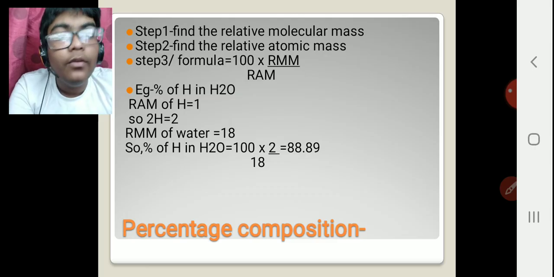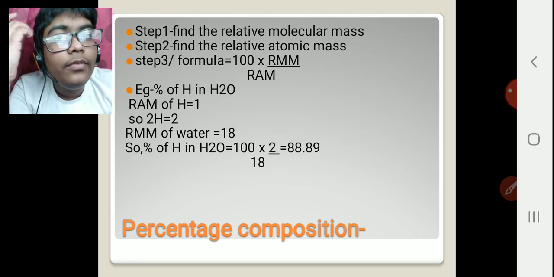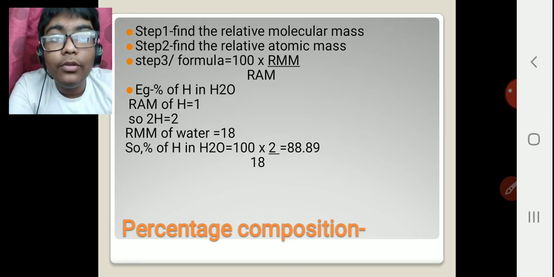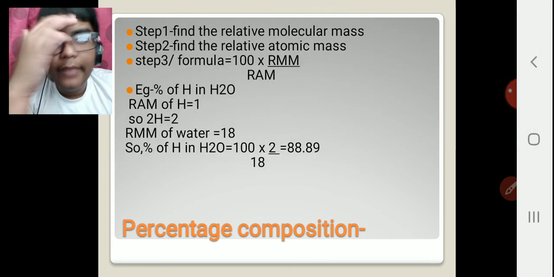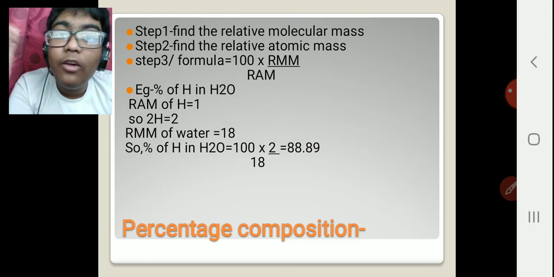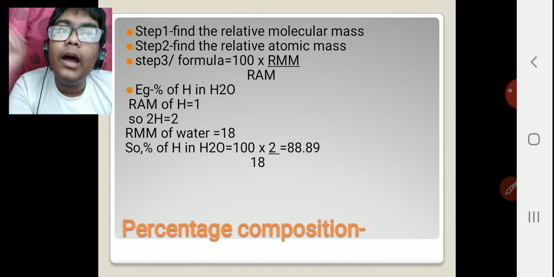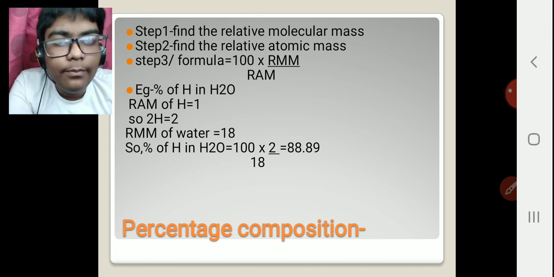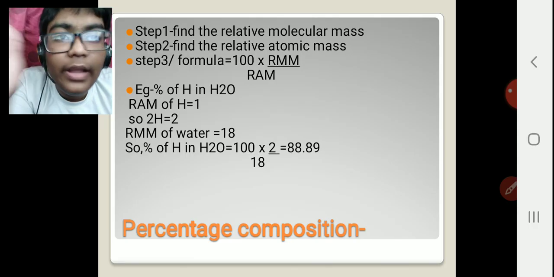Percentage composition. You have three steps. First you find the relative molecular mass of that substance. Then you find the relative atomic mass of whichever element you want in that substance, how much weight of that element is there. Then you do 100 into the atomic mass upon RMM. For example, take the percentage of hydrogen in water.